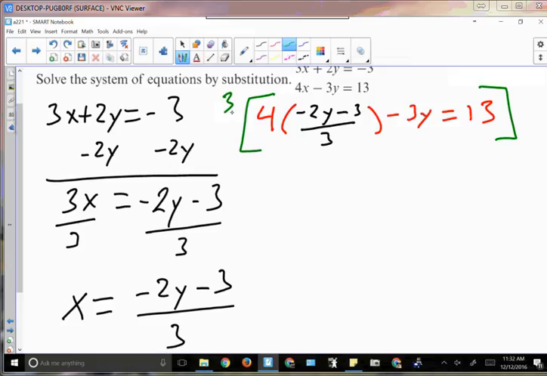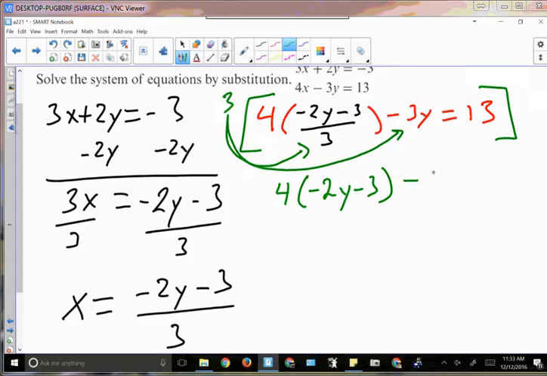So when I do 3 times this first bit, it disappears and I'm left with 4 parenthesis negative 2y minus 3 there. Then I multiply it by the next thing. Well, that's just going to be minus 9y. Then I go and multiply it over here. So that turns out to be 39. Got rid of the fraction.